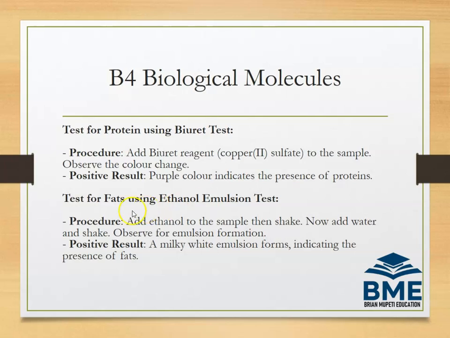Last but not least, we want to look at the test for fats. To test for fats, we use the ethanol emulsion test. The procedure is to add ethanol to the sample and then shake. What we expect is for the fats to dissolve in the ethanol. After this, you now add water. Fats do not dissolve in water. So when you add the fats to water and shake, you should observe an emulsion formation. The expected positive result for this test is a milky white emulsion which forms, and this milky white emulsion indicates the presence of fats in the sample that you are testing.